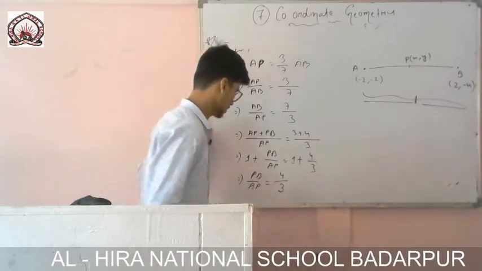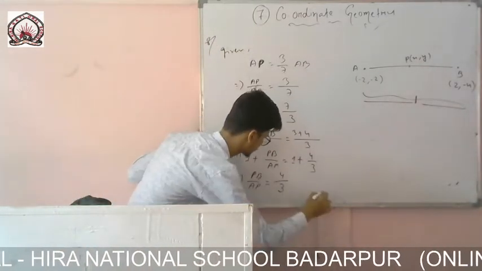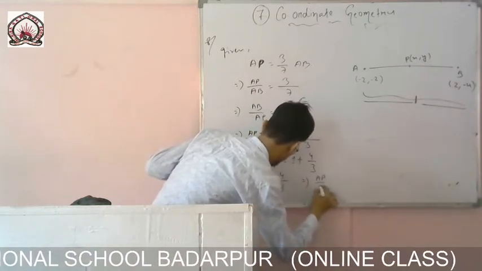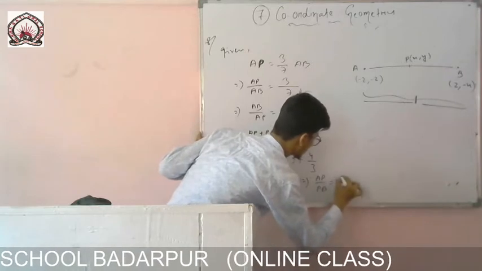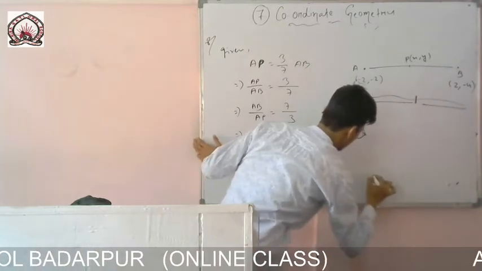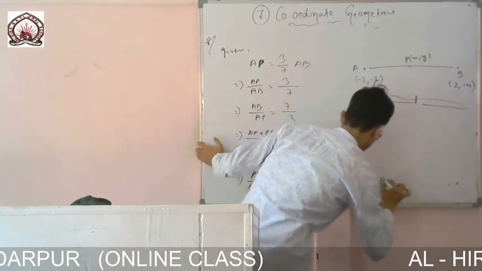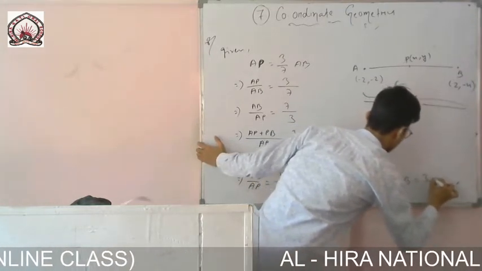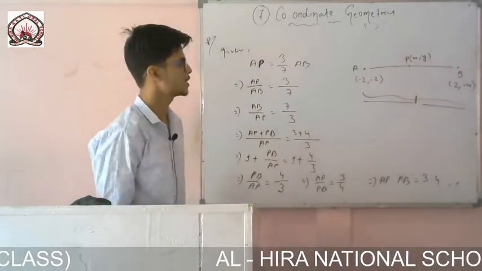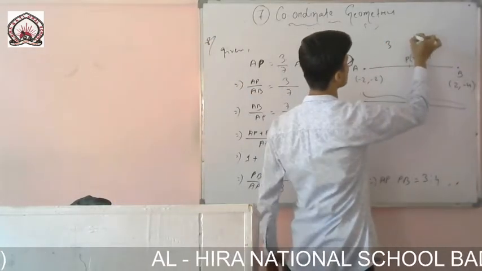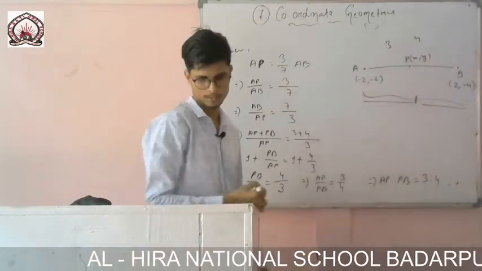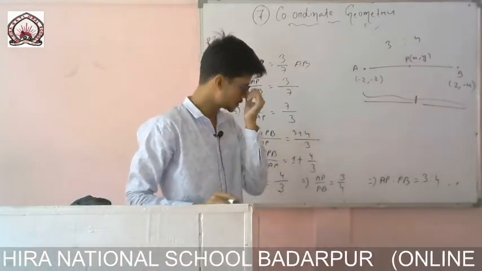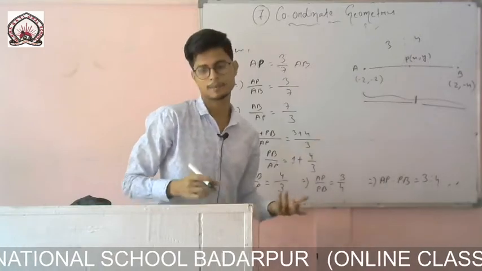Okay, so that means I can write AP by PB, I am doing the reciprocal, AP by PB will be equal to 3 by 4. So that means I can write AP is to PB is equal to 3 is to 4. So this is the ratio. Now I have got the ratio, so easily I can find the coordinate of this point. I will use the section formula and I will get the value.